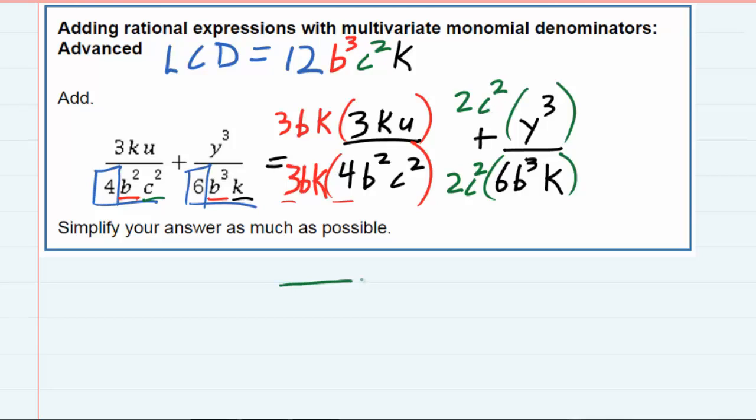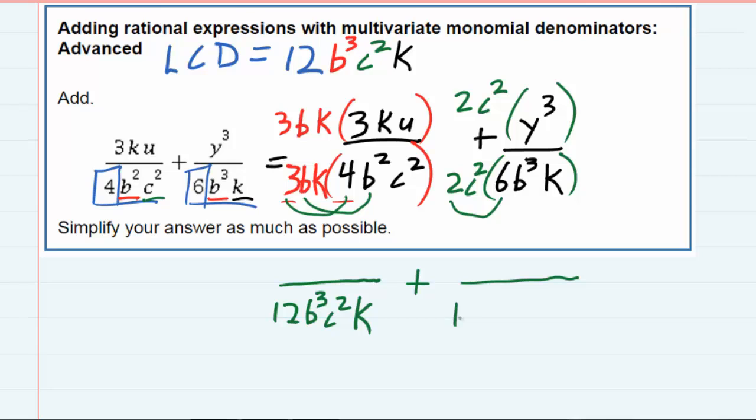Now, simplifying the one on the left and the one on the right, the bottoms, 3 times 4 is 12, b times b squared is b cubed, c squared, there's only 1, and then I do have the k as well. And then for the second one, 2 times 6 is 12. I've only got one b cubed, c squared, only that one variable, and the k. So I do have those common denominators.